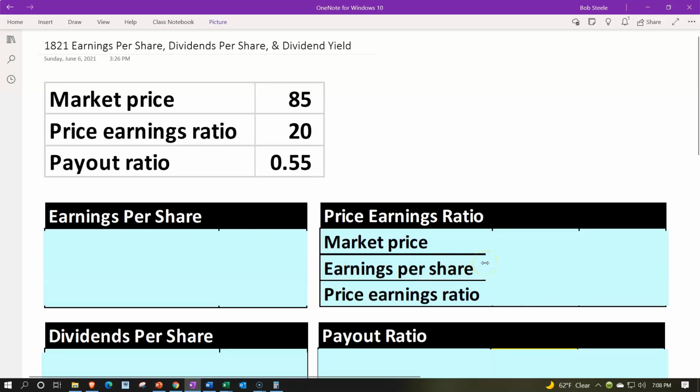So it would look something like this. We've got the market price and then the earnings per share. Market price divided by the earnings per share is going to give us the price earnings ratio. The earnings per share is the unknown. You could also write this out algebraically, solving for the unknown, X, which would be the earnings per share, which would be this yellow number.